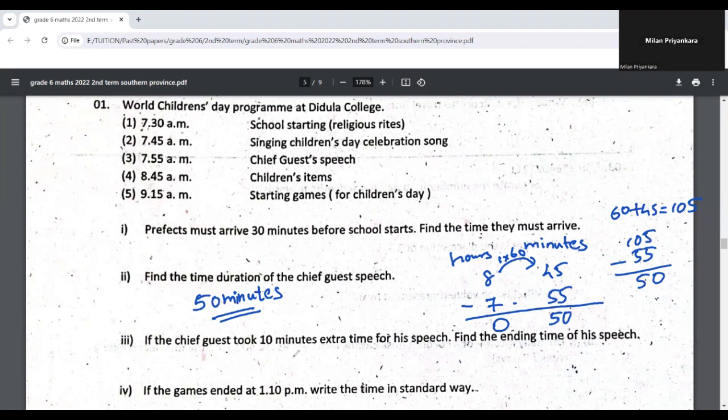If the chief guest took 10 minutes extra time for the speech, find the ending time of this speech. It is supposed to end at 8:45.